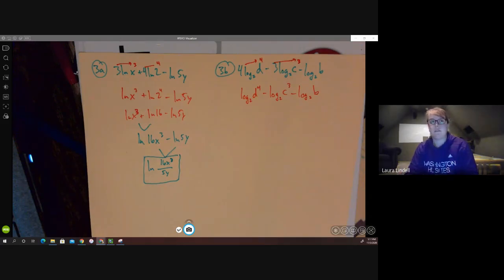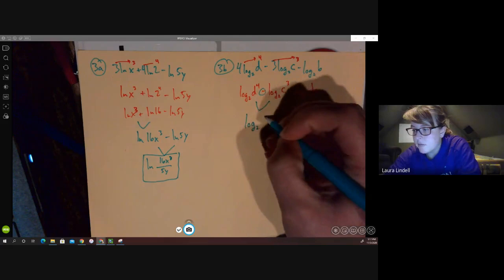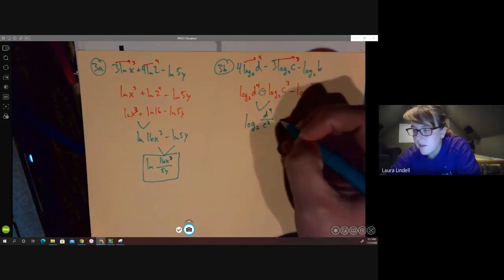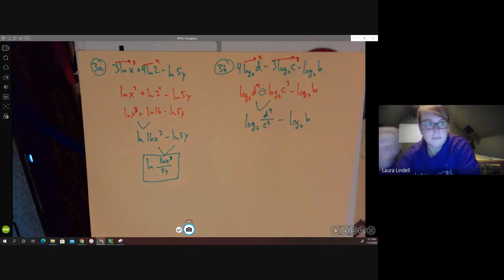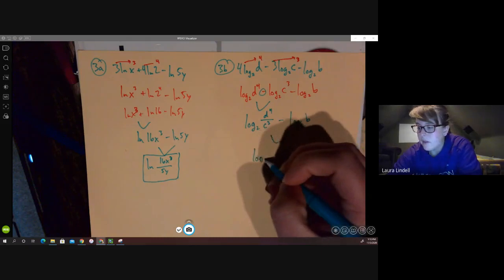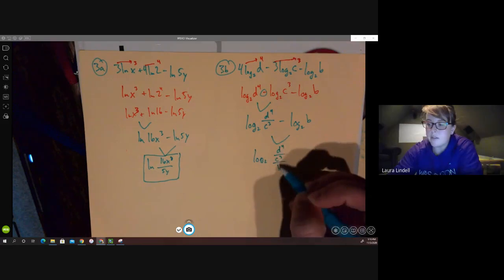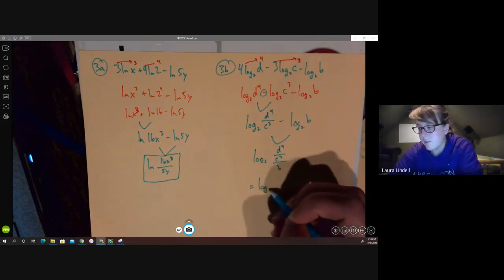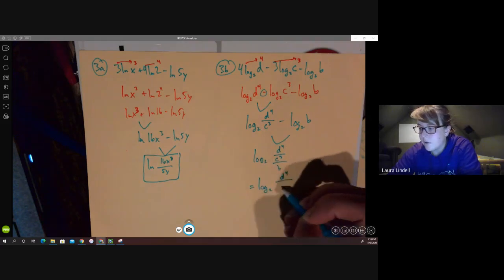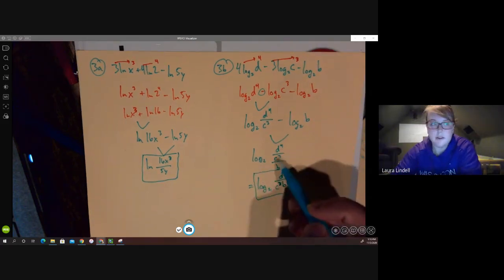Then we're combining left to right. So since it's subtraction in the middle, log base 2 of d to the fourth over c to the third minus log base 2 of b. Then combining these two, log base 2 of d to the fourth over c to the third over b. But really, when you've got something like this, that's equivalent to log base 2 of d to the fourth over c to the third b. So this is the way we would want to write our answer. We don't want something like that.